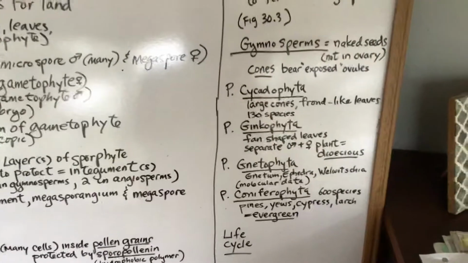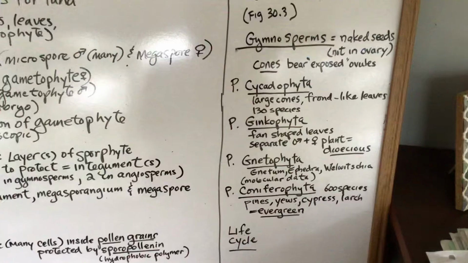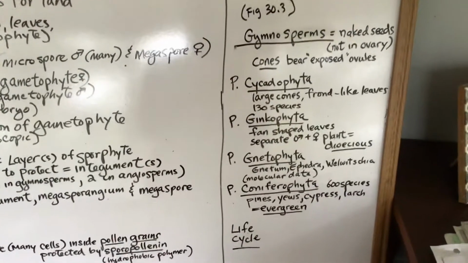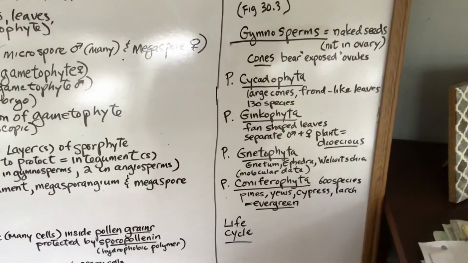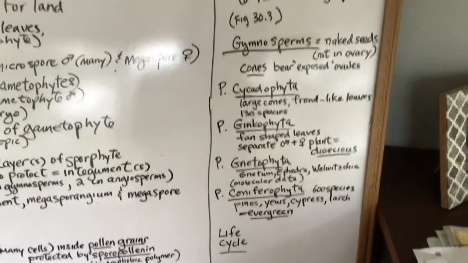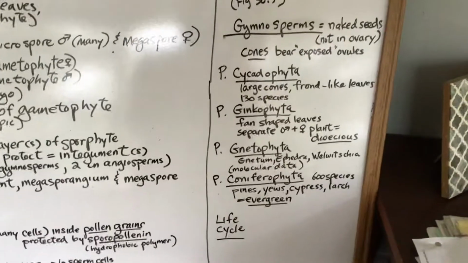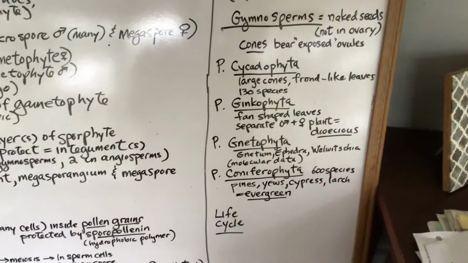Ginkgophyta has fan-shaped leaves, very unique sort of leaves. They're very resistant to air pollution, so they used to plant them in cities a lot. And they are dioecious. So I'm just introducing that term. What that means is they have to have a male and female plant in order to produce fruits.